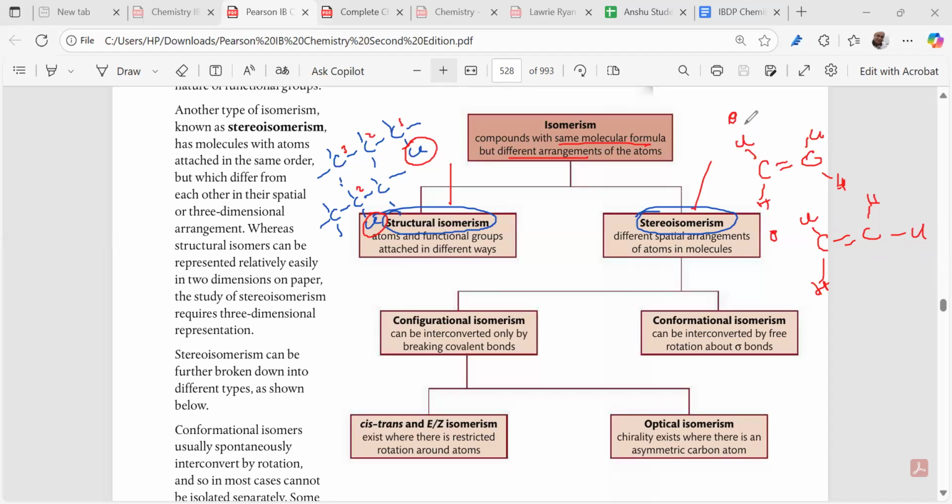They are in different three-dimensional, spatial positions, right? This is the same side. Is it clear? This is the opposite side. So this is cis and this is trans.